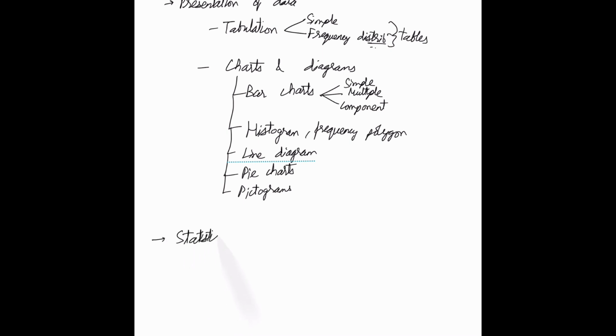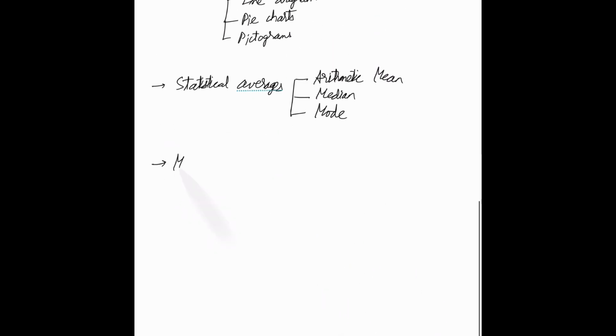Then we see the main statistical averages we frequently use and which we have also frequently heard since, I guess, high school. So there's the arithmetic mean, the median, and the mode. Now moving on to measures of dispersion, we have range, mean deviation, and standard deviation.